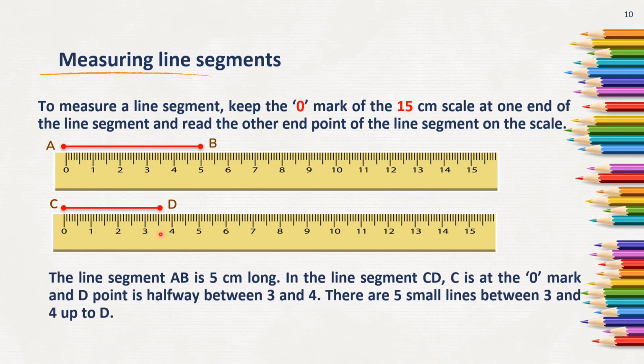Remember, if the placement of the scale is wrong, the measurement will also go wrong. So always keep the 0 mark of the scale at one of the two ends of the line segment. Otherwise, if you keep it on other numbers, your measurement of the line segment will be wrong. So I hope you have understood the difference between line and line segment, and also a point.